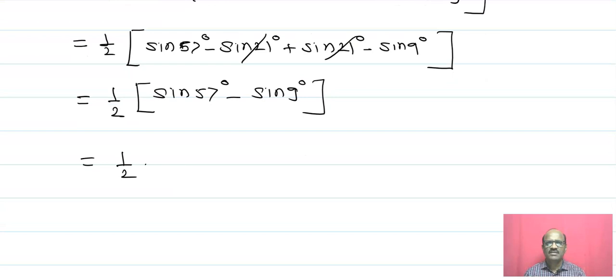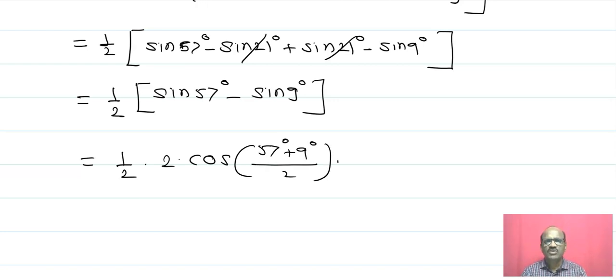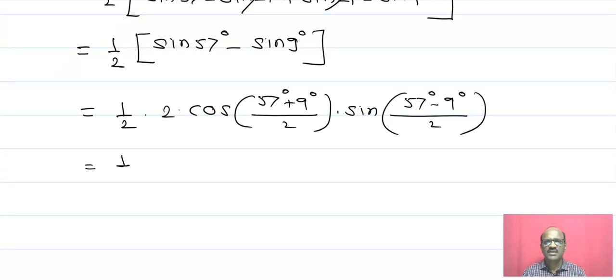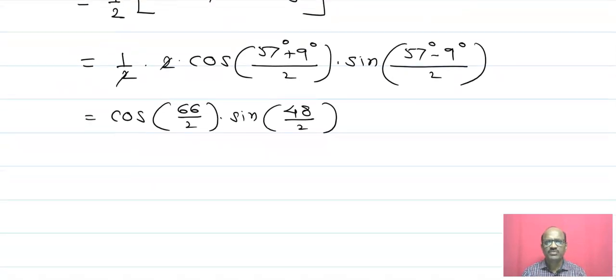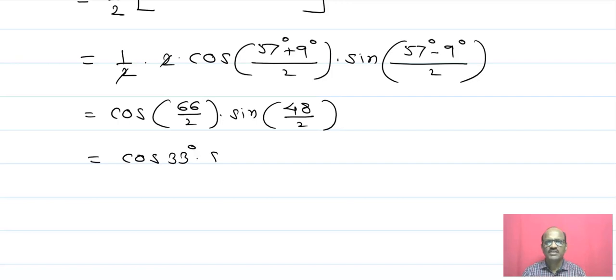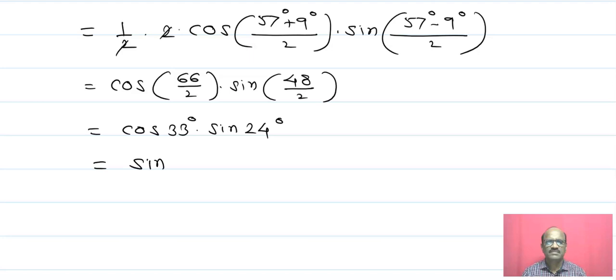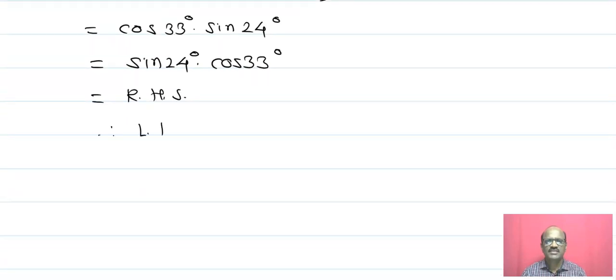therefore here apply the formula, that is 2 times, there is a minus sign in between these two, that is 2 times cos of (C plus D) upon 2 and sine of (C minus D) upon 2. Therefore, whenever there is sin C minus sin D, then the starting is from the cos. That is cos of (C plus D) upon 2 into sin of (C minus D) upon 2. Now, simple addition: cos of 66 upon 2, sin of 48 upon 2, that is cos of 33 and sin of 24. Therefore sine of 24 and cos of 33. That is RHS, and hence LHS is equal to RHS.